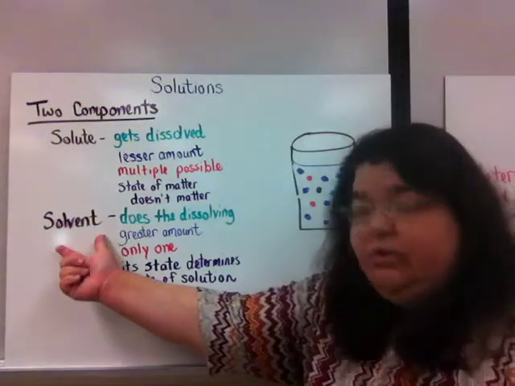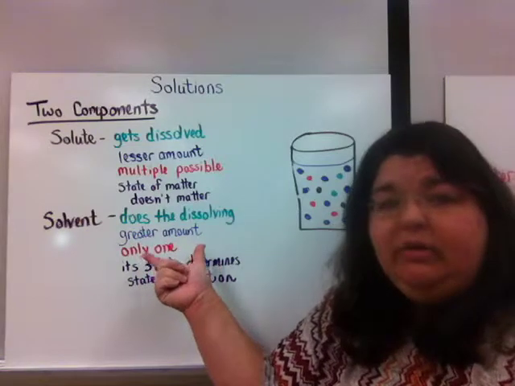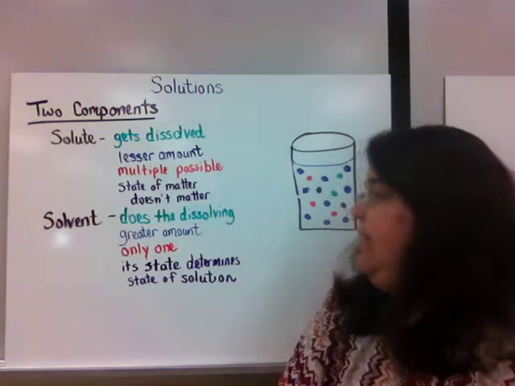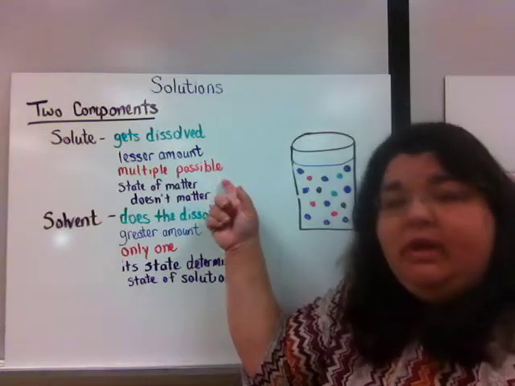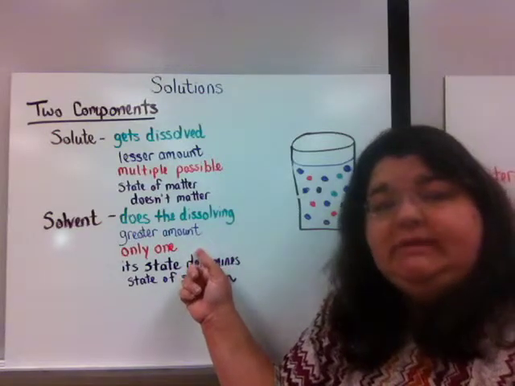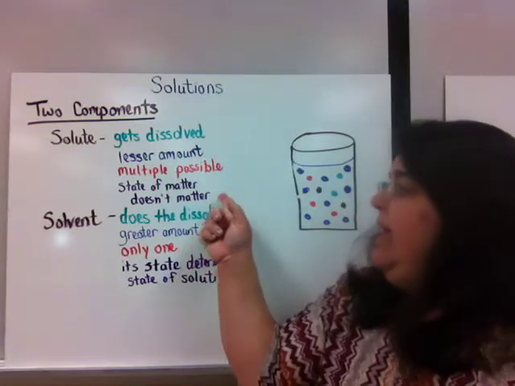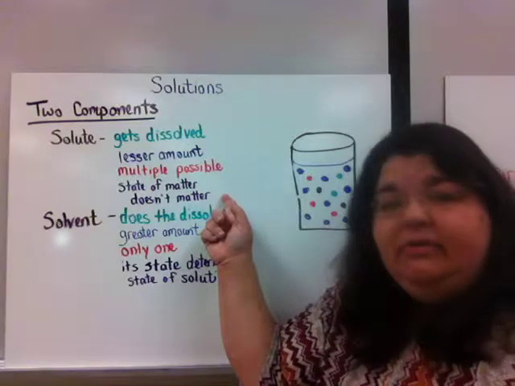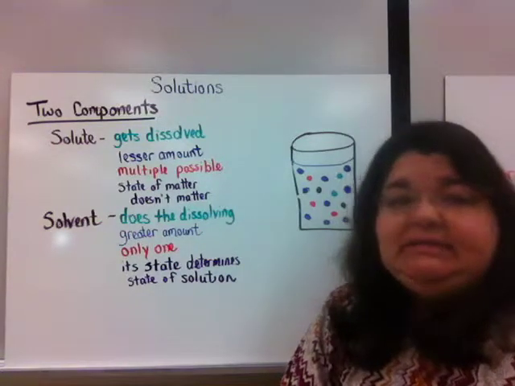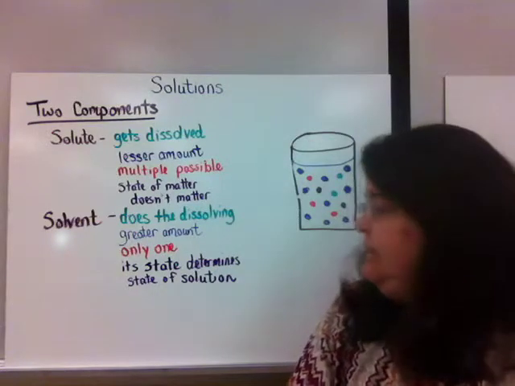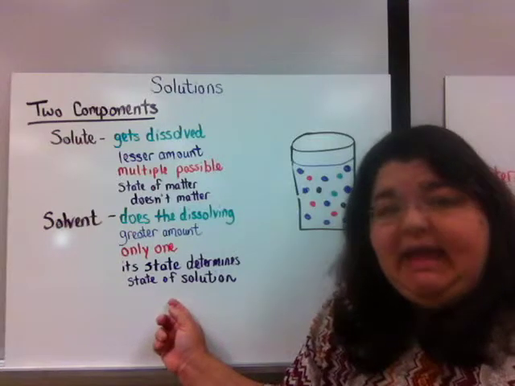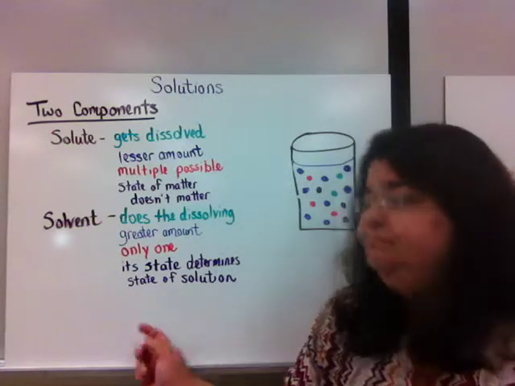So the longer word is the greater product. It's the part of the solution that is larger. Now, there can be more than one solute in a solution, but there can only be one solvent. And the state of matter of the solutes, whether they're solid, liquid, or gas, does not matter for the solution. But the state of the solvent will determine the state of the solution.